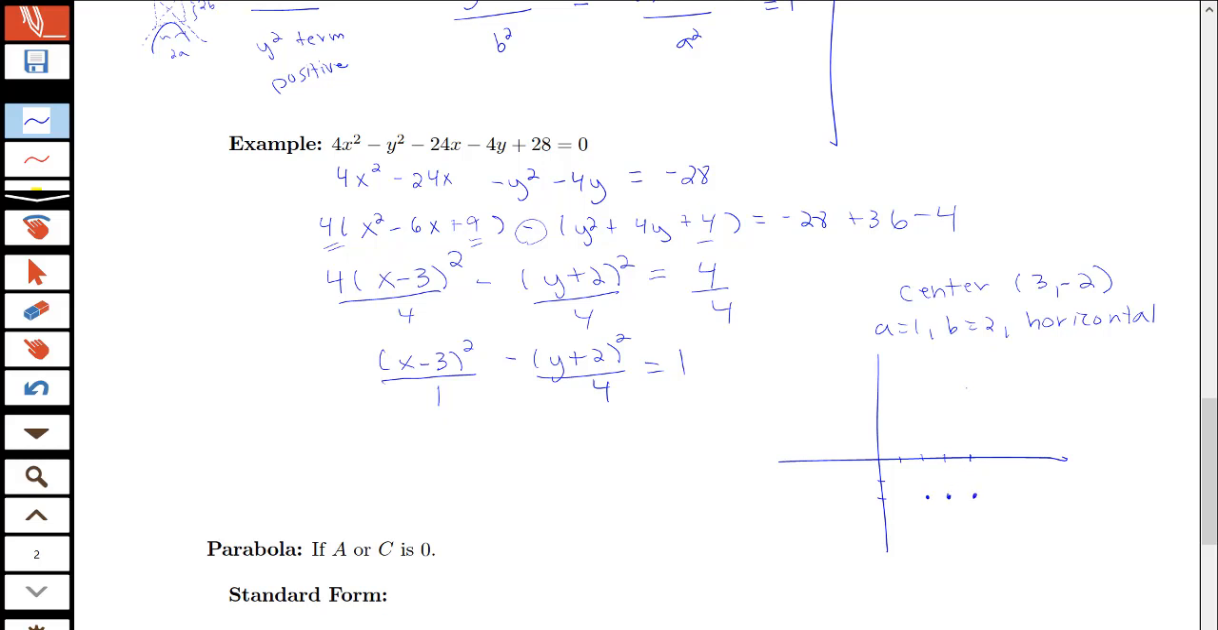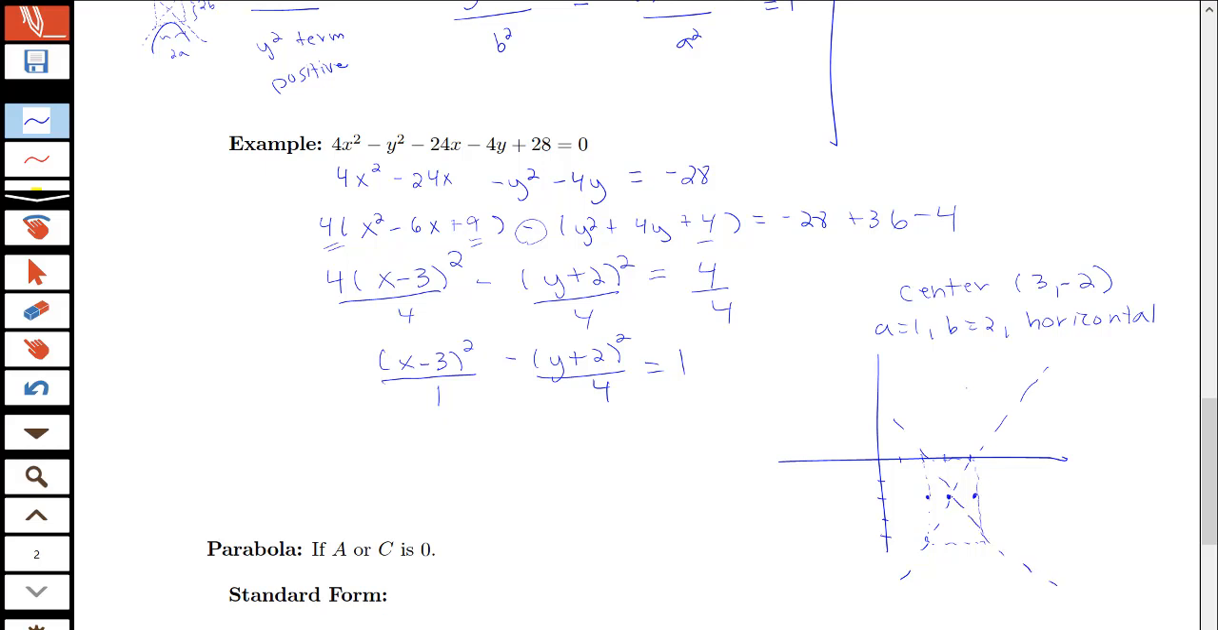Okay, so what about my asymptotes? Well, I said I have to go up 2 units to make that box that my asymptotes will pass through. So we're going up 2 units and down 2 units. Okay, so we have something that looks like this. So my asymptotes are going to pass through the corners of that box.